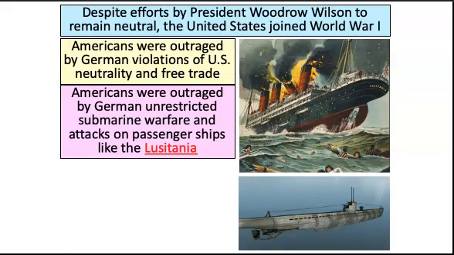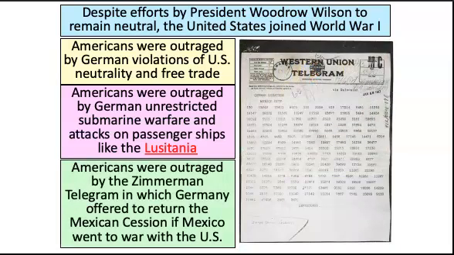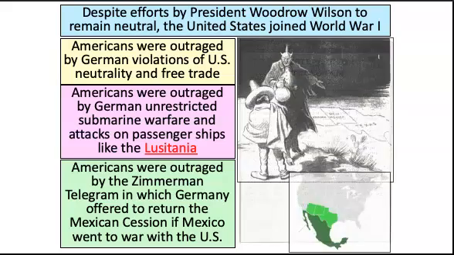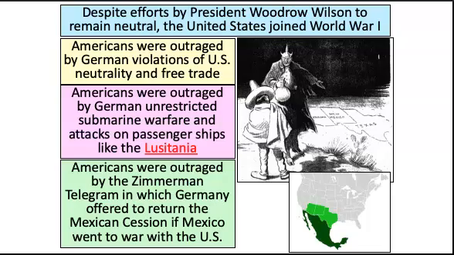In addition, Americans were also outraged by what was called the Zimmermann Telegram, in which Germany offered to return the Mexican Cession if Mexico went to war with the United States. Mexico was worried that the United States would enter the war, since for a time between 1915 and the end of 1916, Germany had promised to stop their policy of unrestricted submarine warfare. However, they had planned on restarting that program and feared that the United States would soon enter the war.